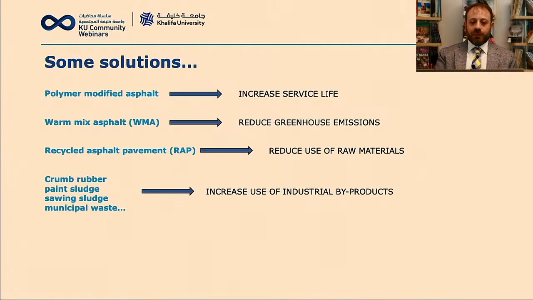And then there are a whole bunch of industrial byproducts such as crumb rubber, paint sludge, sewage sludge, municipal waste that can be used in different ways. So in the next slides, I'm going to tell you about two of these solutions, in particular the warm mix asphalt and the use of crumb rubber from end-of-life tires, because these are the two technologies that here at Khalifa University, in cooperation with the municipality, we're trying to put together to take the benefits of the warm mix asphalt and the benefits of crumb rubber from end-of-life tires.